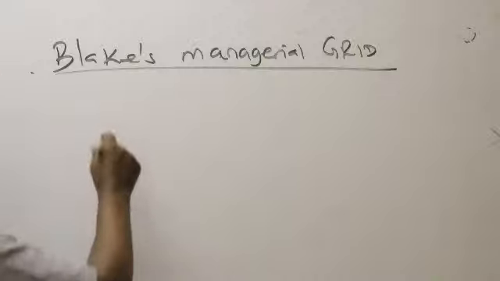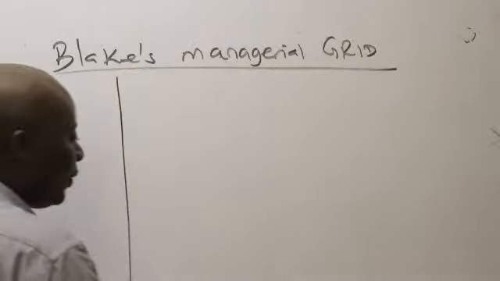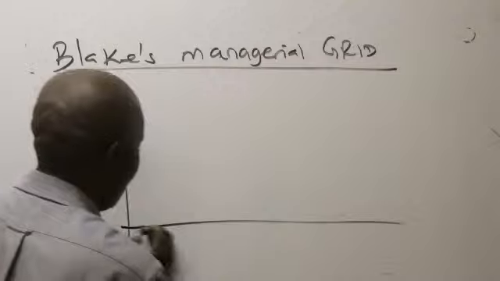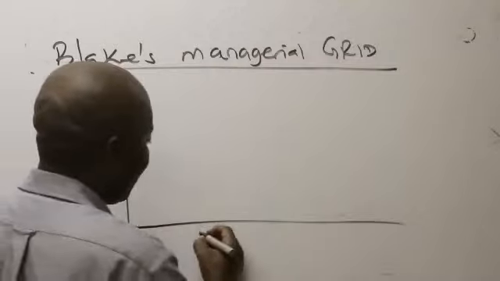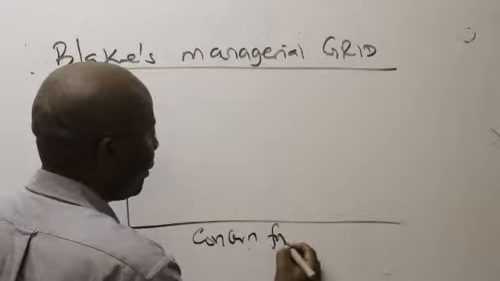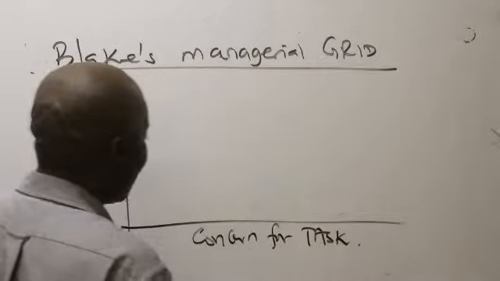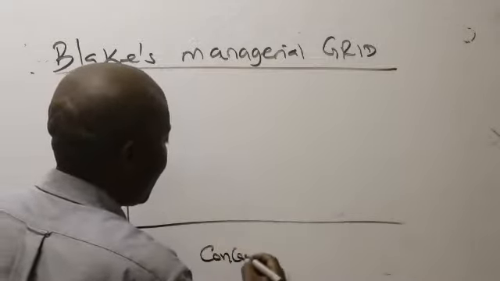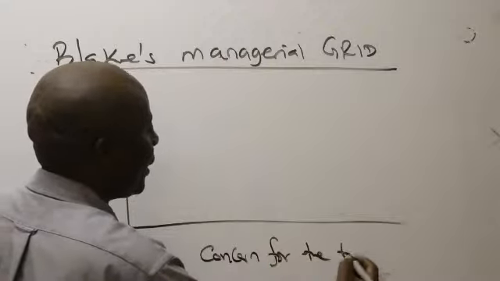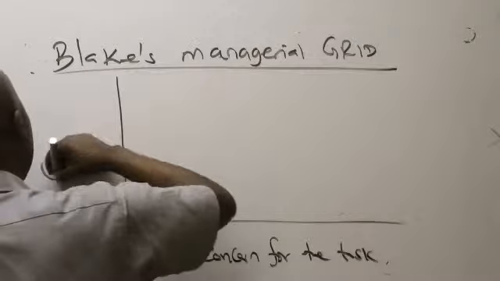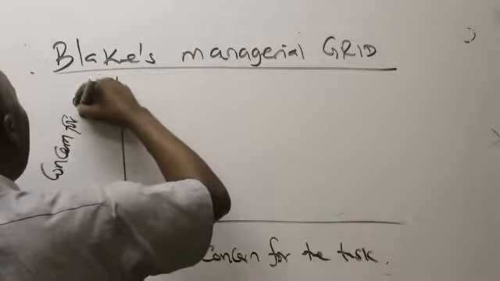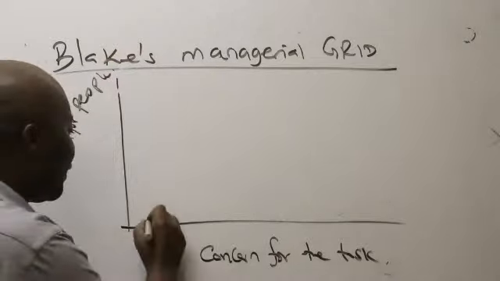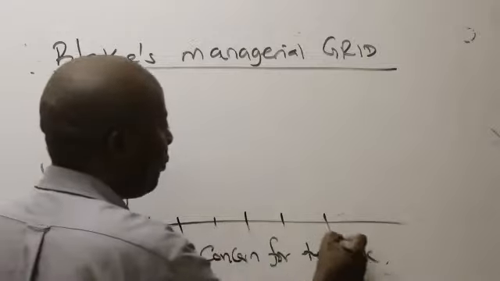So remember, you've got two axes. It's a grid, it's a graph. We have concern for who? For the tasks. Concern for the task. Let me just write here. Concern for the task. And then we have concern for people. If you wish, you can even put a proper graph, but you don't have to do this.